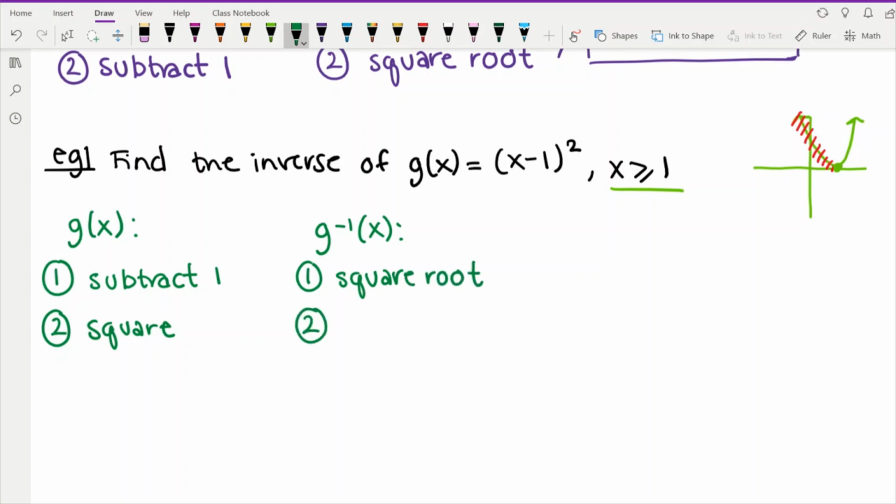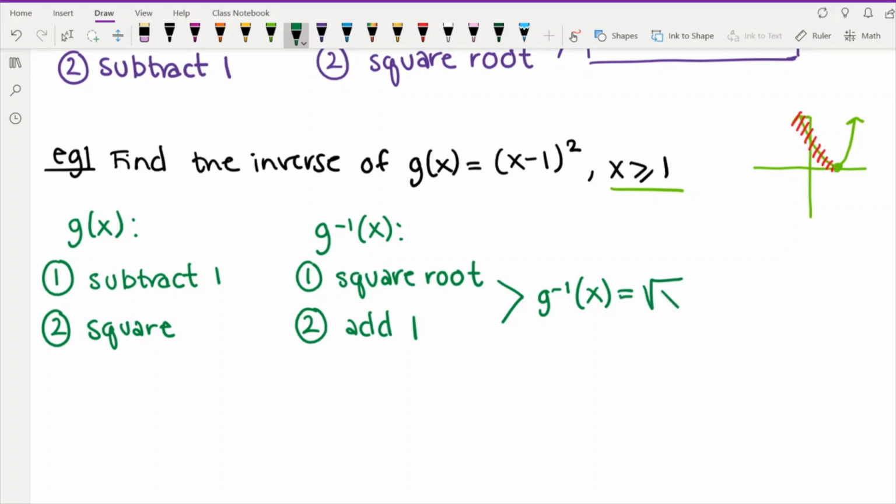And then we're going to reverse the next step. So what's the opposite of subtracting 1? It's adding 1. And so this time we're trying to cook up a function that first takes the square root of an input and then adds 1. So what is that going to look like?